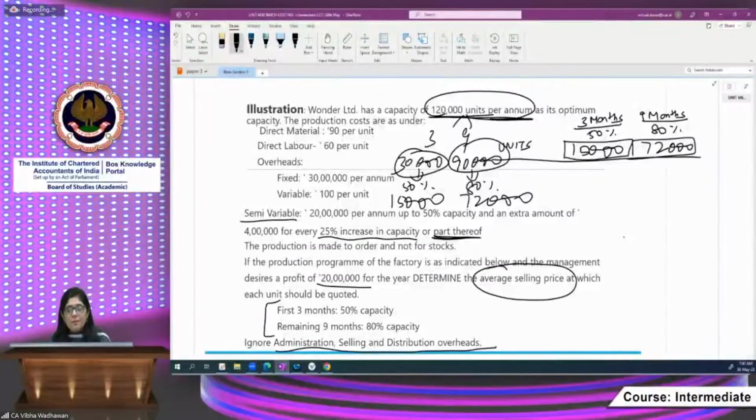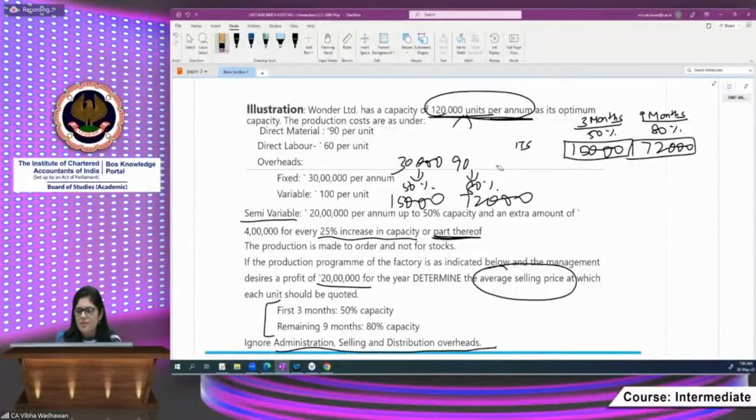So 50% of 30,000. And what is 30,000? The capacity for first 3 months, because 1,20,000 is for per annum. Clear? So if you are doing 50% of 120 and 80% of 120, it will be wrong. All right. I hope you have understood this. Clear? So since we have done the units, now we can start with the costing.